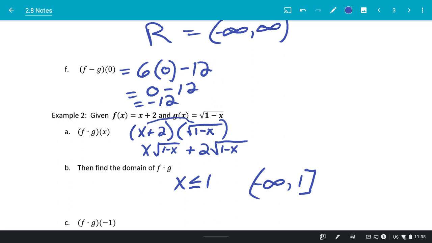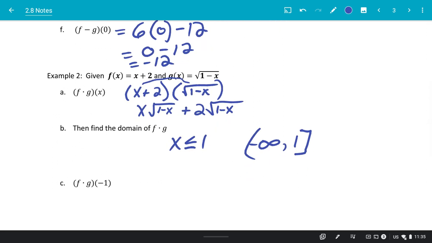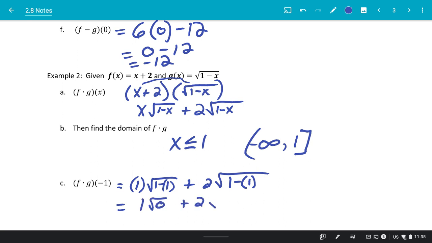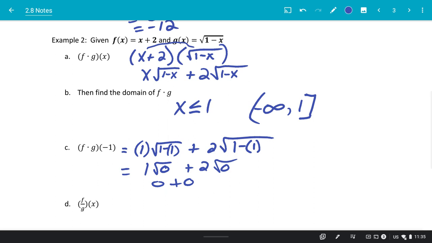Can we evaluate this function now? Sure, we'll just plug it in. 1 times the square root of 1 minus 1 plus 2 times the square root of 1 minus 1. So that's 1 times the square root of 0 plus 2 times the square root of 0, which is 0 plus 0, which is 0.